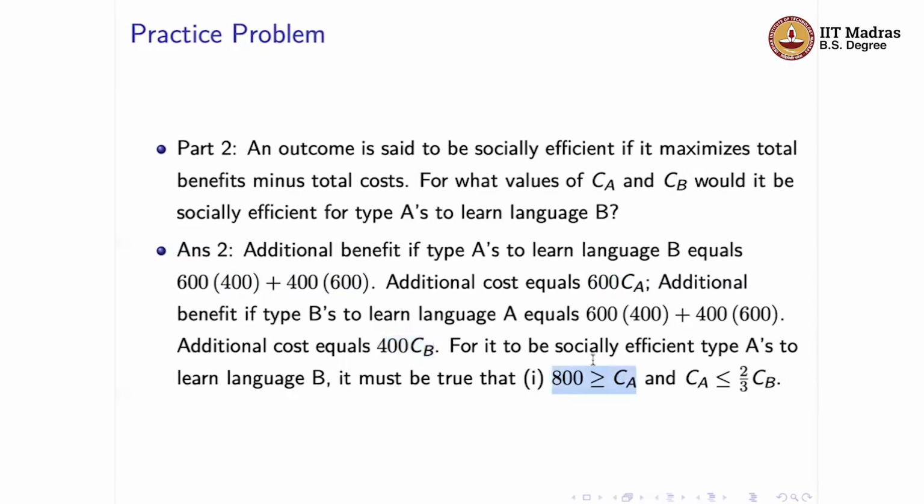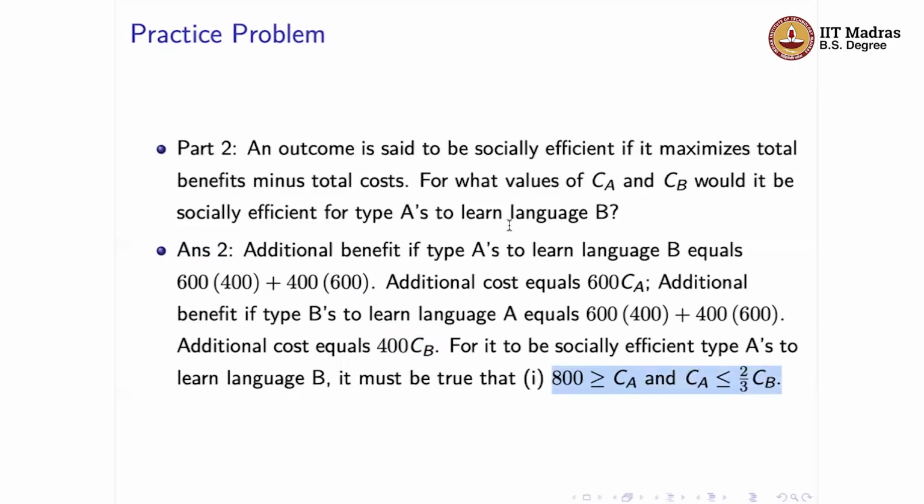But that's not the only condition, right? Because you could have had this increase in benefit even if all type B's had learned. So you want to make sure that the cost of type A's learning is lower than the cost of type B's learning. And so from there, you get that 600 CA has to also be less than or equal to 400 CB. Otherwise, it would have been more efficient for type B's to learn language A rather than type A's to learn language B, right? So 600 CA less than or equal to 400 CB gives you CA less than or equal to 2/3 CB. So these are the two conditions that you require in order for this to be the socially efficient case.